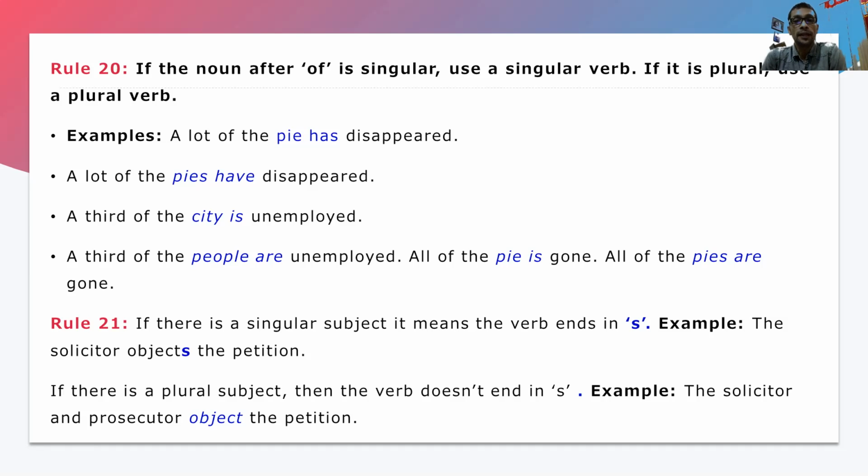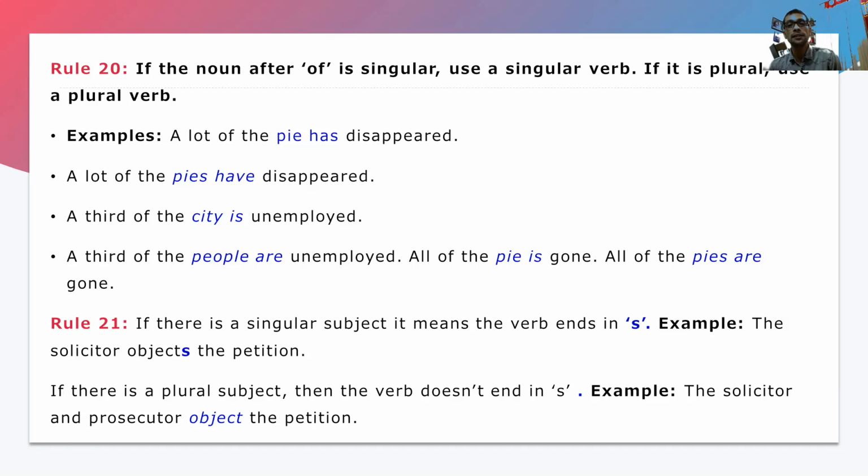Okay, rule number 21 and the last rule. If there is a singular subject, it means the verb ends in S. For example, the solicitor objects the petition. But if there is a plural subject, then the verb doesn't end in S. For example, the solicitor and prosecutor object the petition.